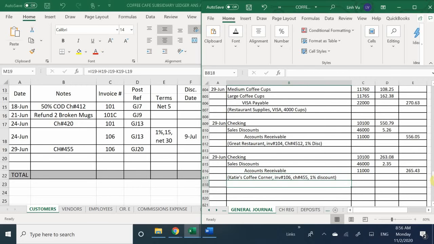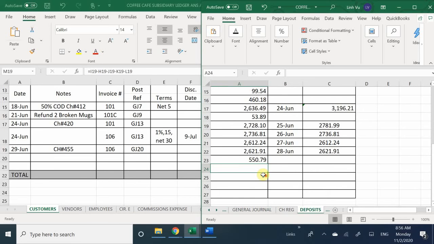Okay. So then what do we need to do next? Just checking deposit. How much was the amount for? 263.08. Okay. We'll wait till the end of the day to deposit it. Okay. Then what?